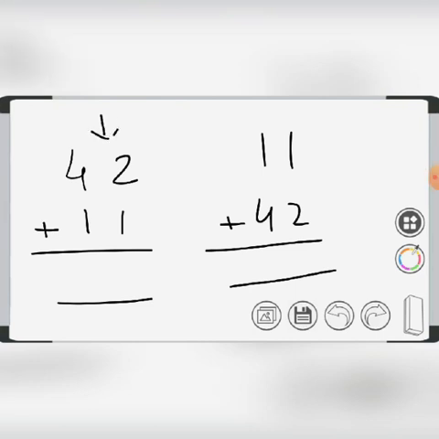Here, 42 plus 11: 2 plus 1 is 3, 4 plus 1 is 5. Now we change the arrangement of numbers. 11 plus 42: 1 plus 2, yes 3, 1 plus 4, 5. Yes, this property has been proved for 2-digit numbers.